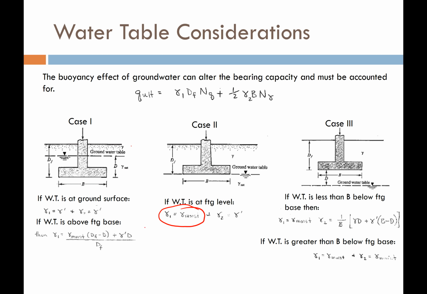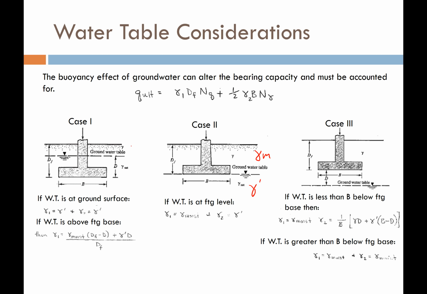Gamma 1 for surcharge, I'm just going to use the moist unit weight. So up here, it's just gamma moist. Now down here for gamma 2 in my friction zone below the bottom of my footing, it's saturated, so I'm just going to use the buoyant unit weight. Pretty simple.